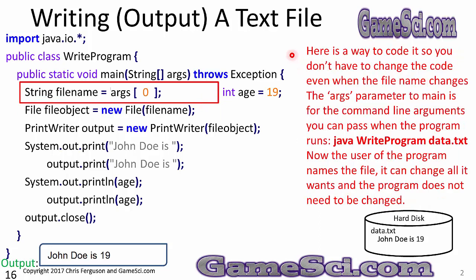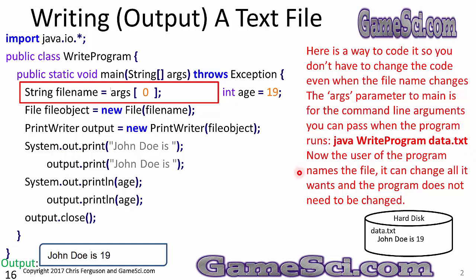Here's a way to code it so you don't have to change the code even when the file name changes. Here in the red box, I tweak the code to get the file name from the arguments parameter. Notice the string array args being sent to the main method. Well, this is for input to the program, and you can pass it information when you run the program. The args parameter is for the command line arguments you pass when the program's run. So if you manually run this program, java WriteProgram data.txt, this would be args[0].